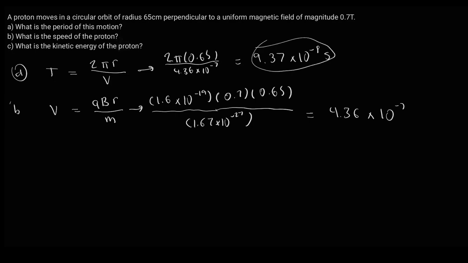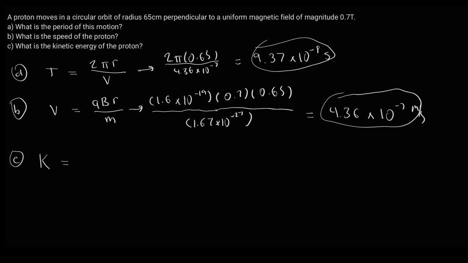And part B asks, what is the speed of the proton? So we actually just calculated that to find part A. So that's 4.36 times 10 to the negative 7 meters per second.